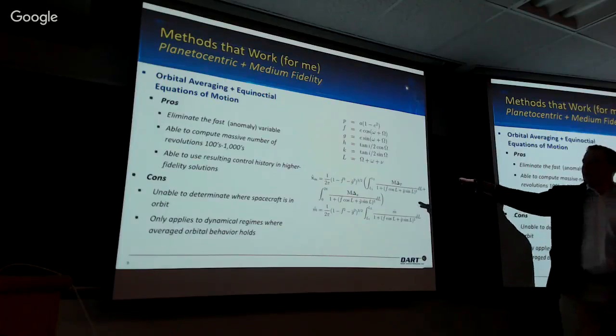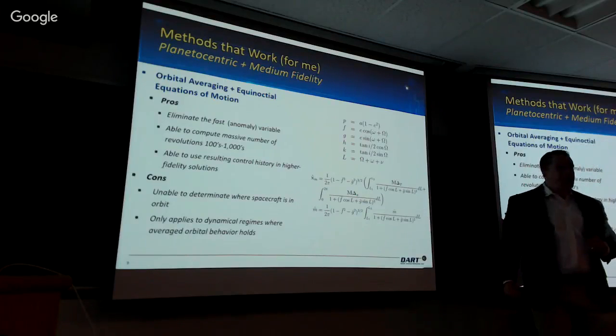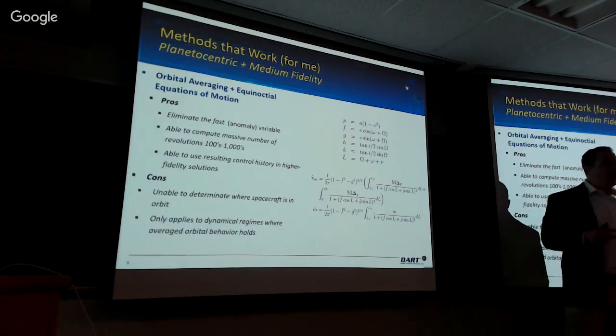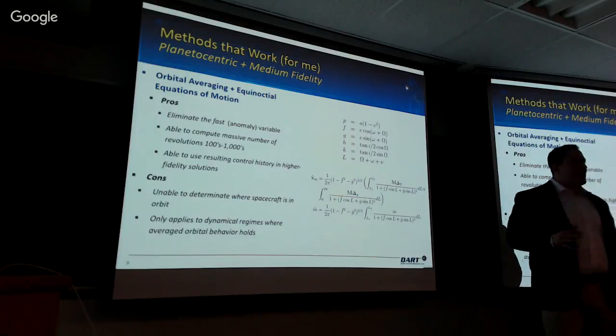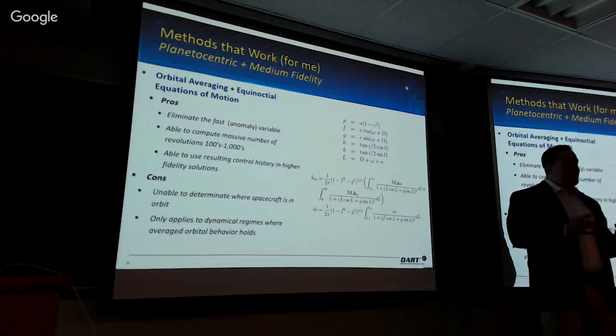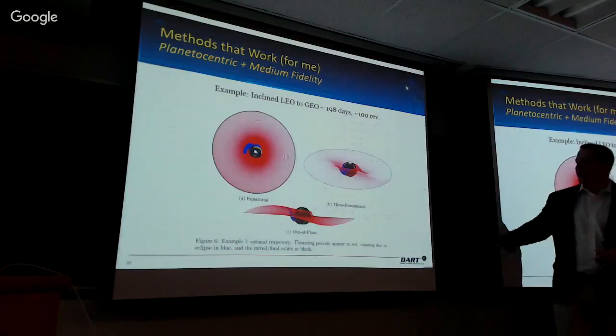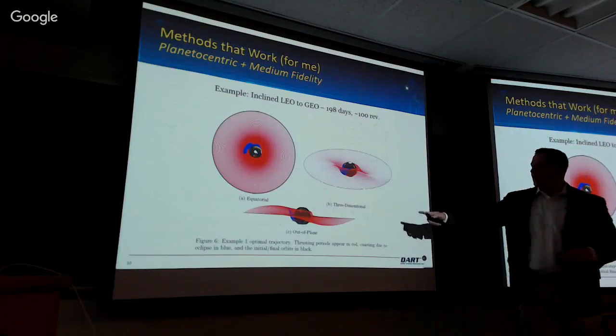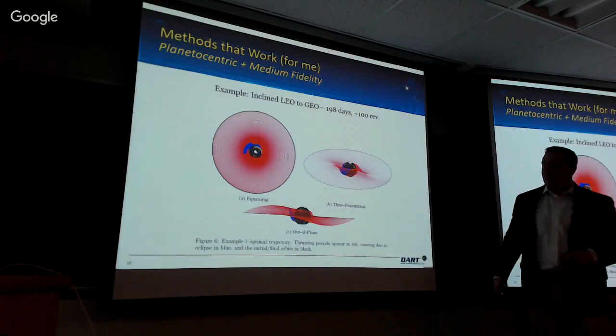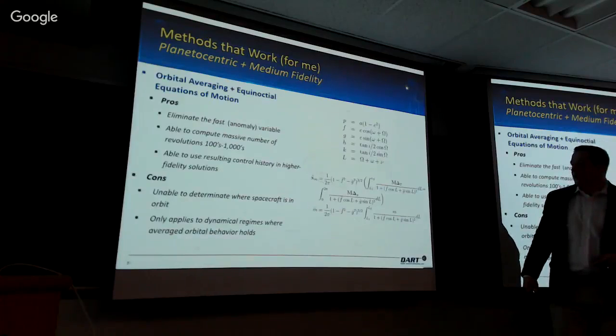So yeah, you can use the control history and high fidelity solutions. I think that's kind of cool. A lot of times you think, oh, I averaged out the fast variable, it's such a bad assumption, it's over. But if you fly it out and look at what your transfer does, it actually kind of looks like this. This blue is eclipsing, by the way, so you can bake that into the problem too.